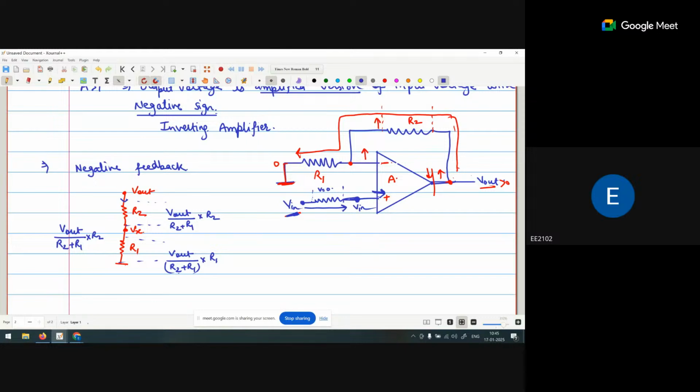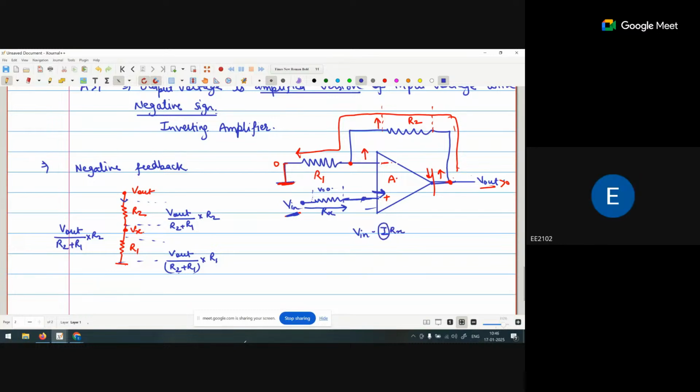Voltage at V naught, this point. V positive, because current is not flowing. If current is flowing, the voltage at this point is V in minus current multiplied by Rx, the current multiplied by the Rx.